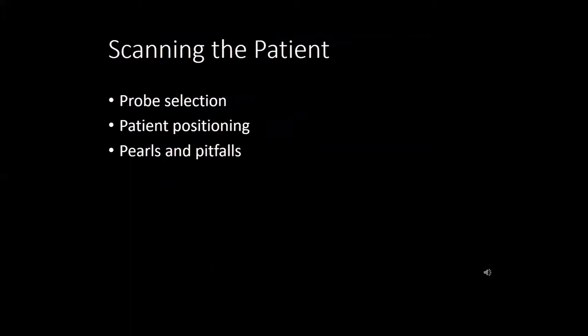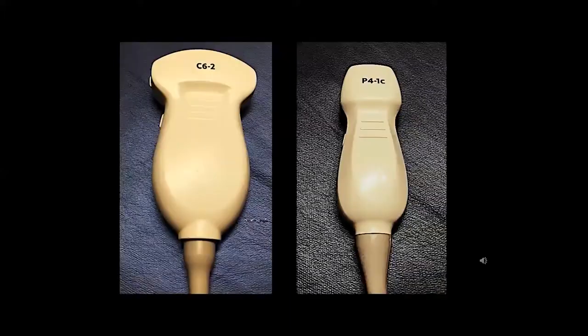The most important part of any procedure is the initial setup. Before you start scanning the patient, you need to identify which probe to use, how to position the patient, as well as have an understanding of the procedure, of course. So first of all, you need to identify which probe you need for the exam. For an abdominal exam, you'll need a low enough frequency probe that can penetrate deep into the abdomen to visualize the structures that you need to see.